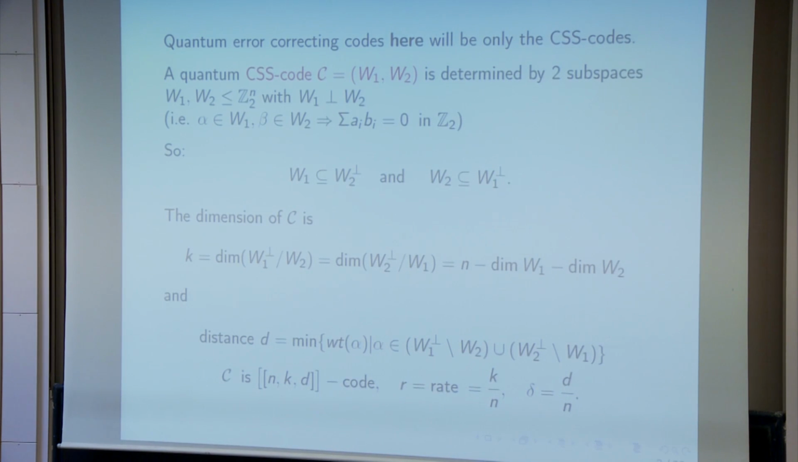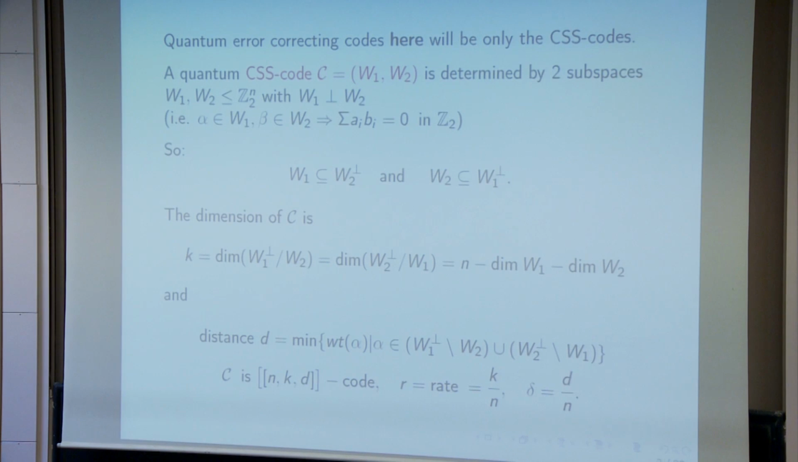You have two subspaces, W1 and W2, which are orthogonal to each other. Orthogonal in the standard sense. If you take two vectors, you take the inner product. Of course, this is not the inner product, just the product. There is no positivity here, right? A vector can be orthogonal to itself. But they are orthogonal in this standard sense: alpha dot beta is the sum of a_i b_i equals 0 in F2.